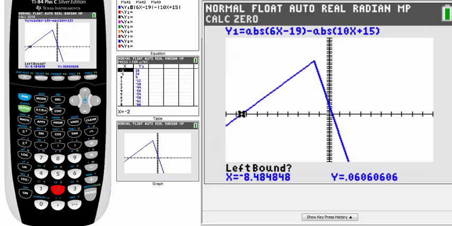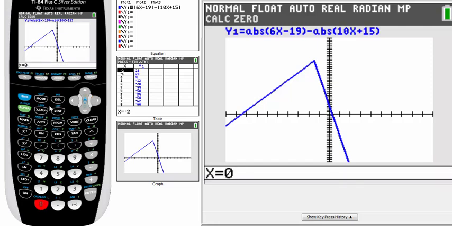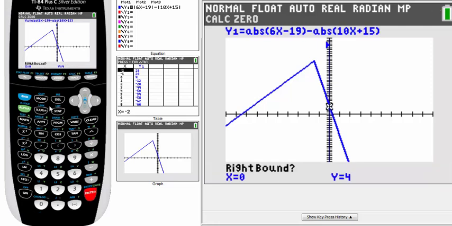Choose the second option to find the 0 of our function. Now, instead of arrowing over, I know the 0 is to the left, so I can just type in a 0. And I know 1 is to the right, so I can just type in a 1, and you see how it frames our point right here?